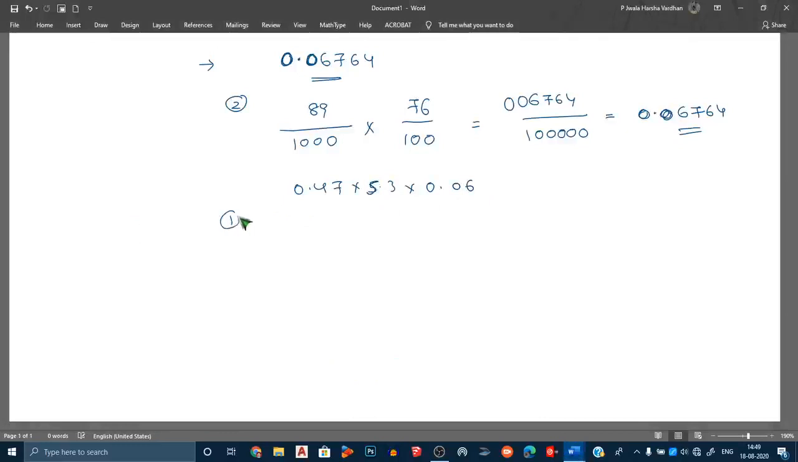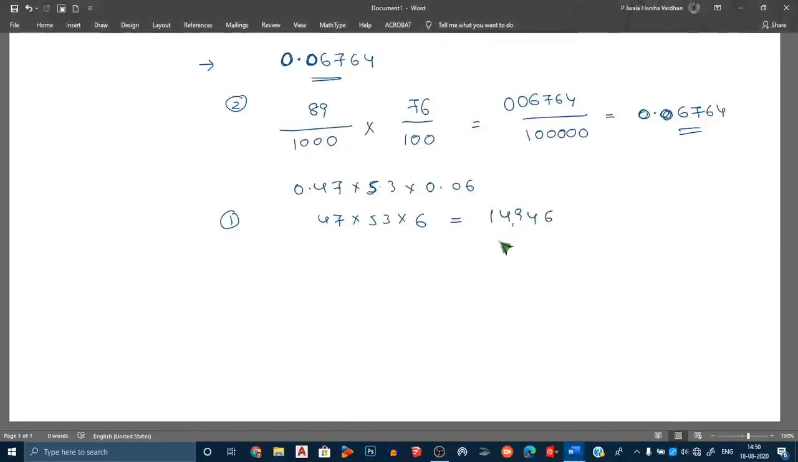I am using the first method. So ignore the decimal points and write it as 47, 53 and 6 only here. 006 means 6. Here 047 means 47. Here 5.3 means just 53. So 006, you cannot write zeros in front of it, so you can write only 6 here. So you will get, after multiplying these three numbers, 14946.